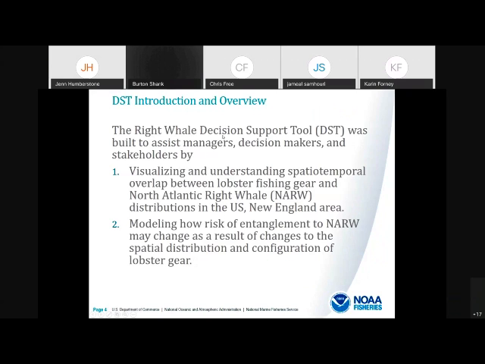So we ended up constructing what we call the Right Whale Decision Support Tool. This was built to assist managers, decision makers, and stakeholders by visualizing and understanding the spatiotemporal overlap between the lobster fishery and the North Atlantic right whale, and modeling how risk of entanglement may change as a result of management action.